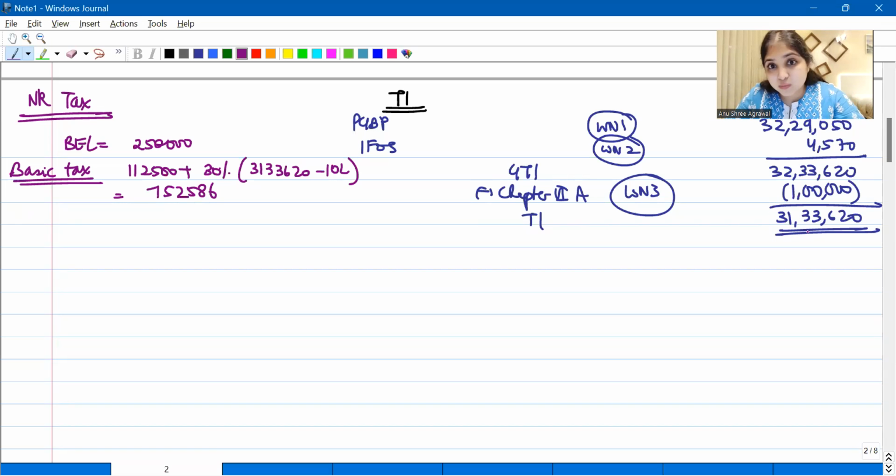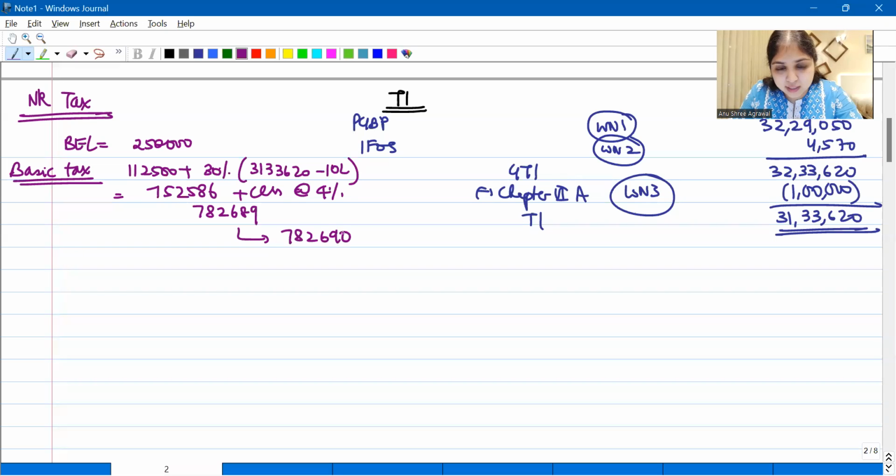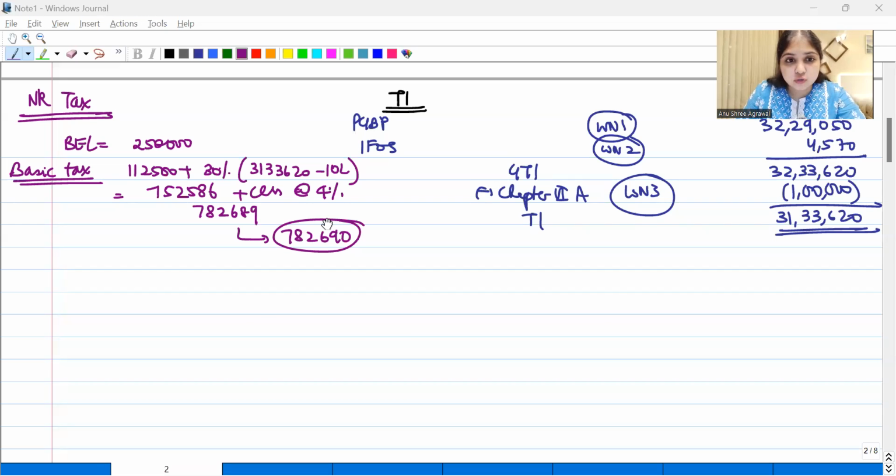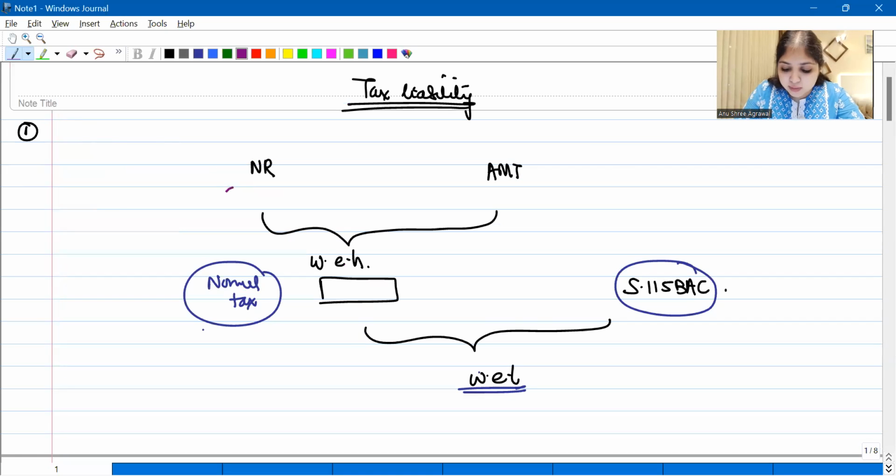Now tell me, will I have any 87A rebate? No, because total income is more than 5 lakhs. Will I have surcharge? No, because total income is within 50 lakhs. So straight away I have to add cess at 4%. That's going to be 7,82,689, right? And no TDS receivable over here. So I will round this off to 7,82,690, multiples of 10. So this is my tax as per the normal calculation. If I come back to this chart, my normal rate tax is 7,82,690.